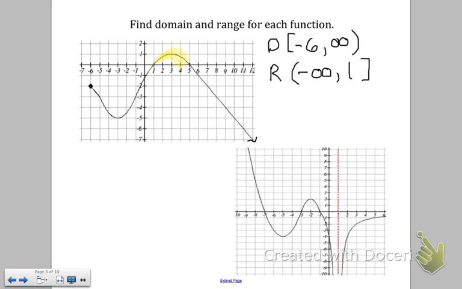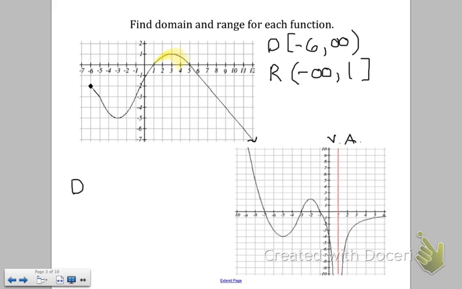Now, we've got something a little bit different going on in this bottom right-hand graph. Notice that there's a vertical red line there. That red line is what's called a vertical asymptote. When we're talking about asymptotes, the graph gets closer and closer to that asymptote, but it never actually touches it. So, when we talk about domain on this graph, going left to right, we're going to have a little break in our graph.